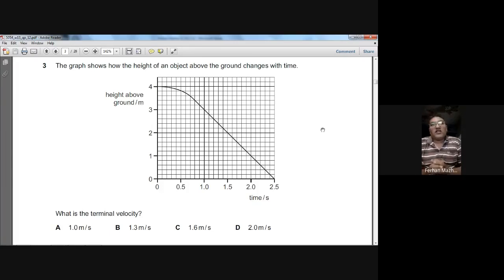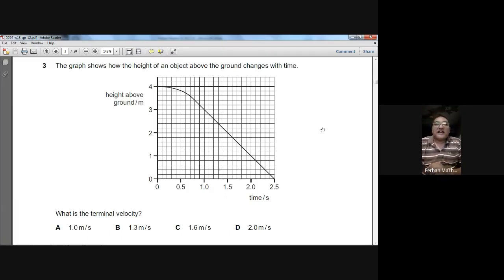Now, we want to find out the terminal velocity. Terminal velocity means that the body will be moving with a constant velocity. How do I know the body is moving with constant velocity? The distance time graph will become an inclined straight line. That tells me the body is moving with constant velocity, because the slope of the distance time graph is equal to velocity or speed.